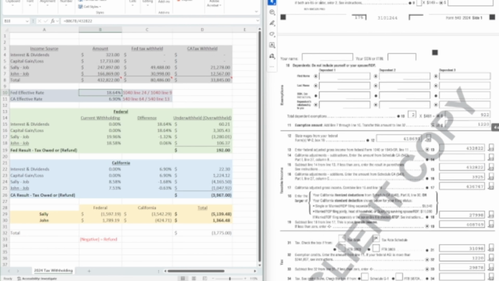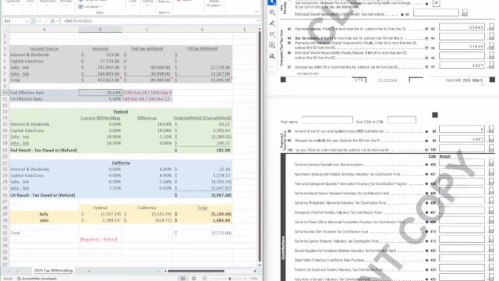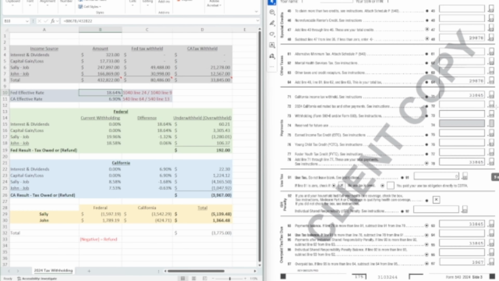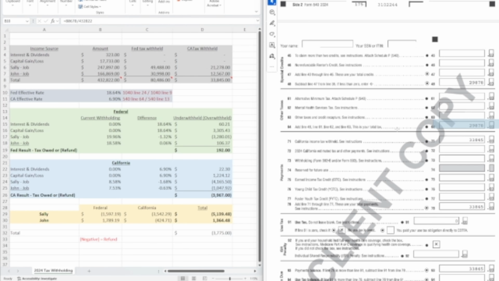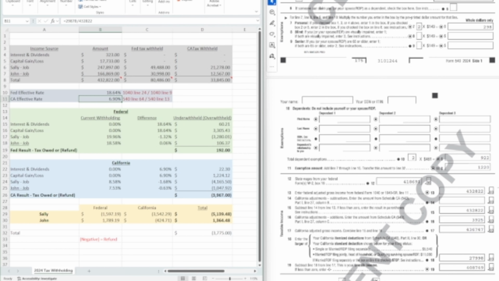Now, if we look at the state, we're kind of doing the same thing. Again, we're looking at line 64. Where is line 64? There it is. Voila, right? The 29,000, almost 30,000, divided by your total income, the 32,882. And that's how we're getting that 7% effective rate.